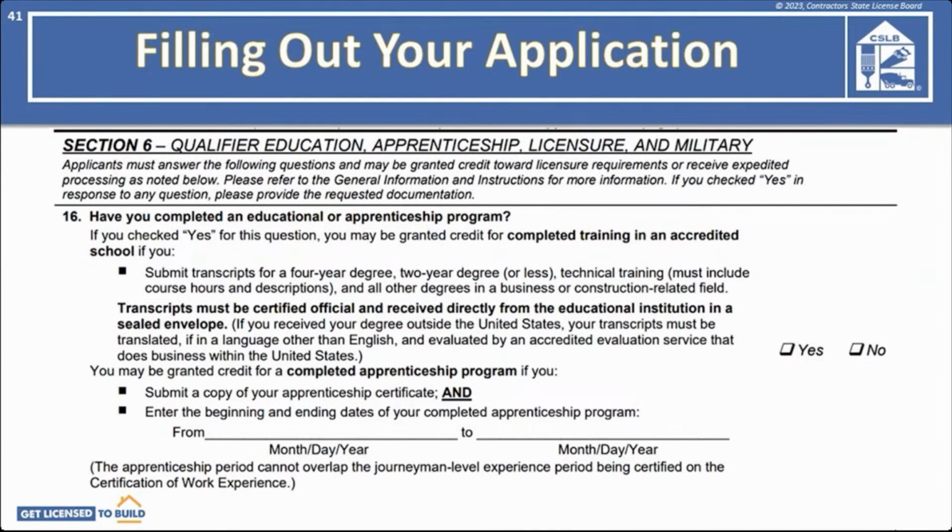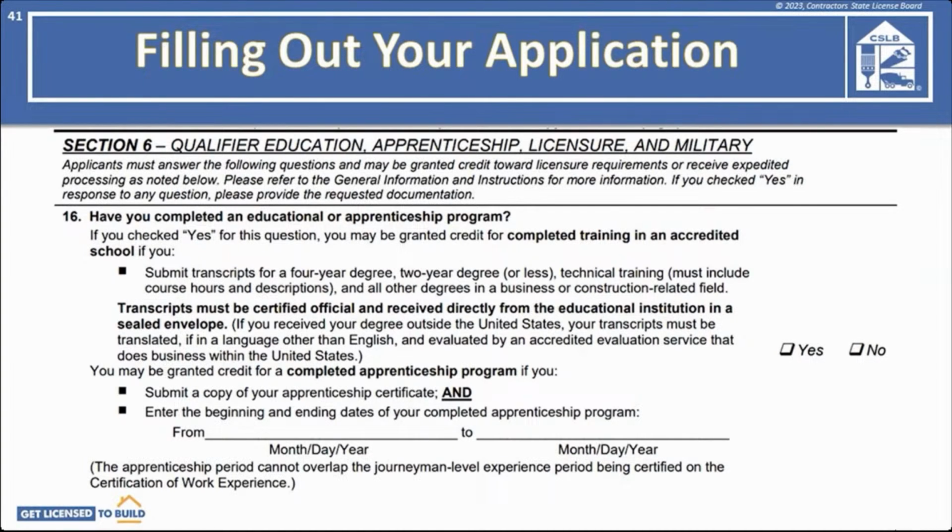CSLB may grant you up to 3 years of credit based on your education. This credit is not on a year-to-year basis, meaning if you have a 2-year college degree, you won't necessarily be granted 2 years of credit towards the experience requirement. You may qualify for this credit regardless of when you completed your education. The 10-year time frame does not apply to education. You may also apply for this credit even if your education was received out of the country. If your degree is in any other language other than English, it must be translated and evaluated by an accredited evaluation service that does business with the United States.